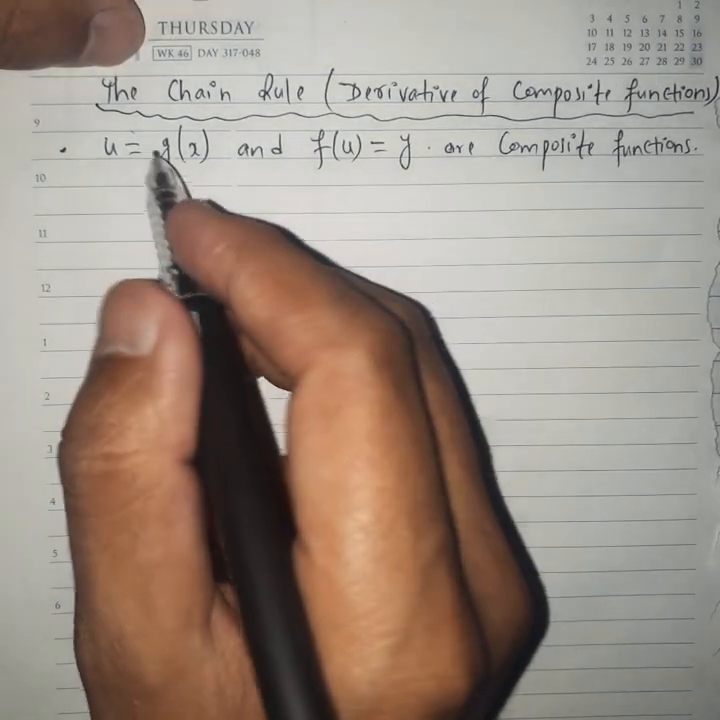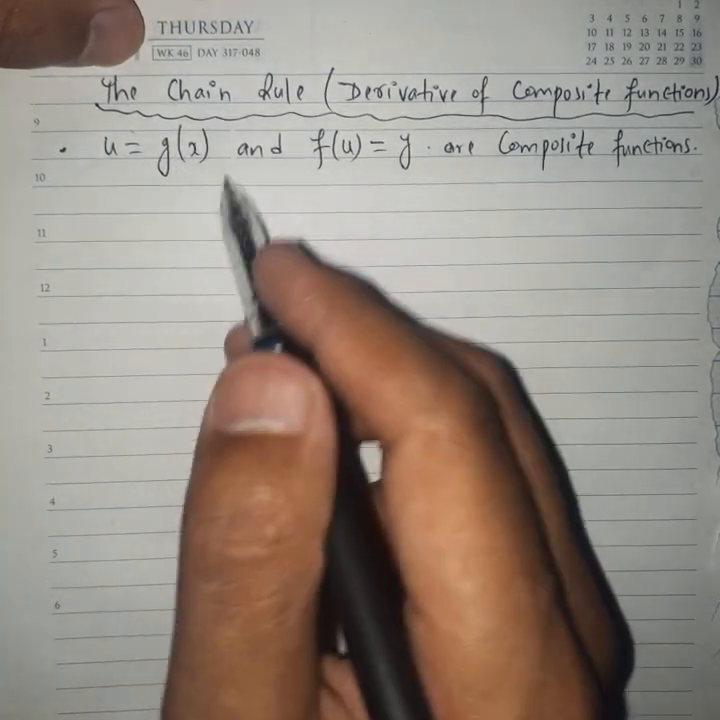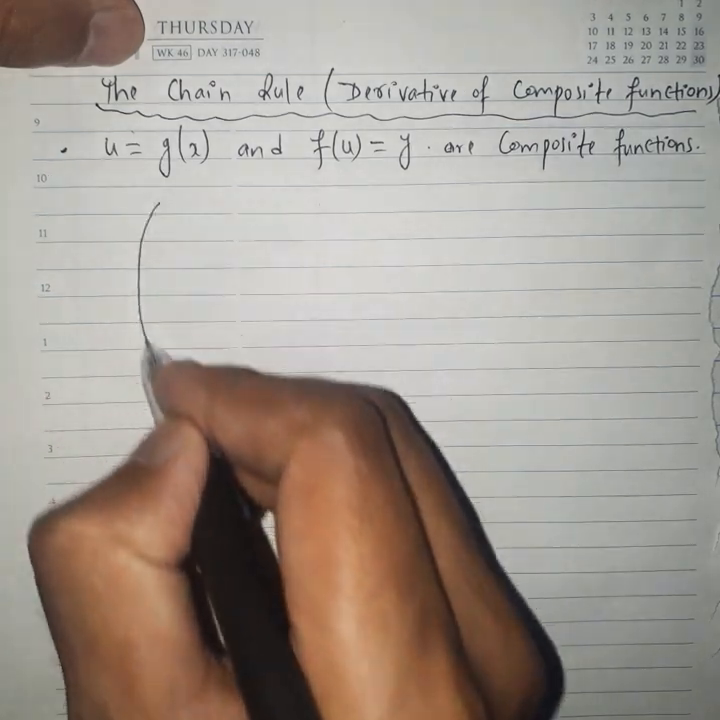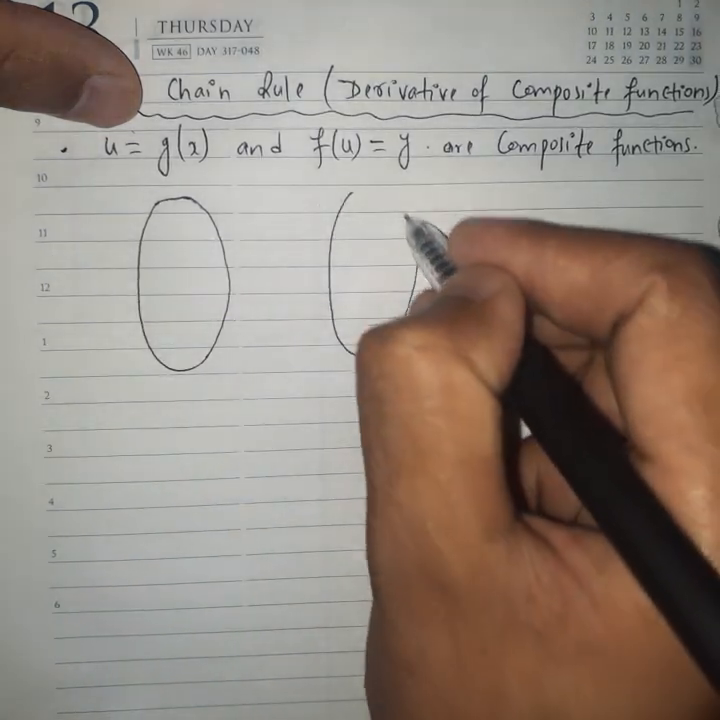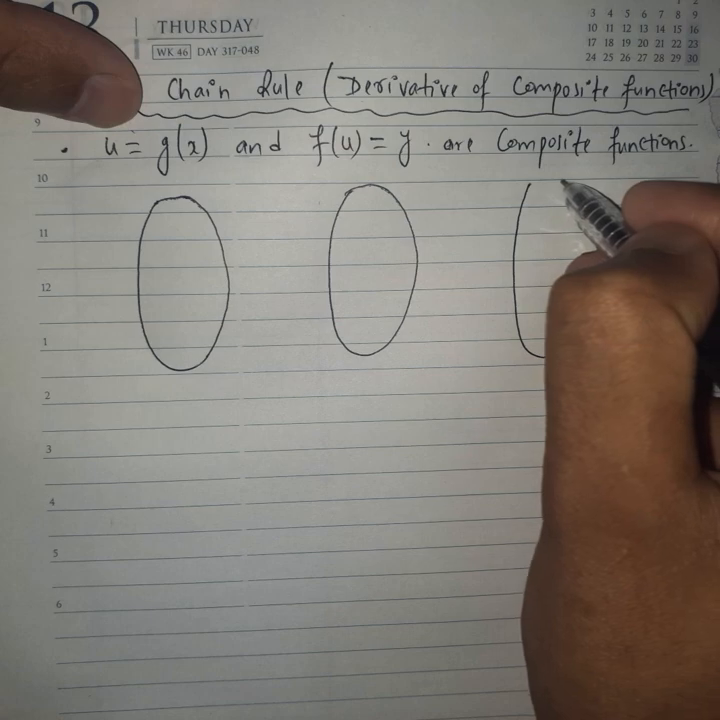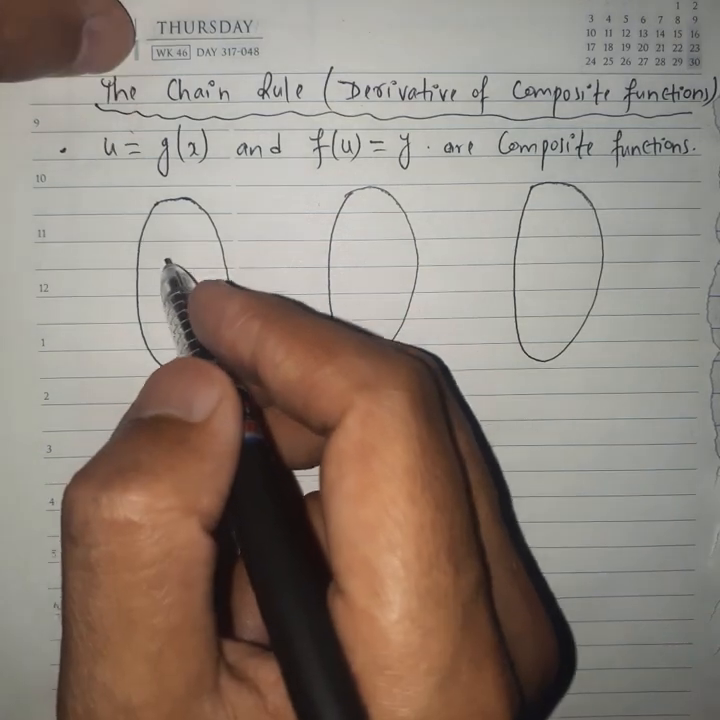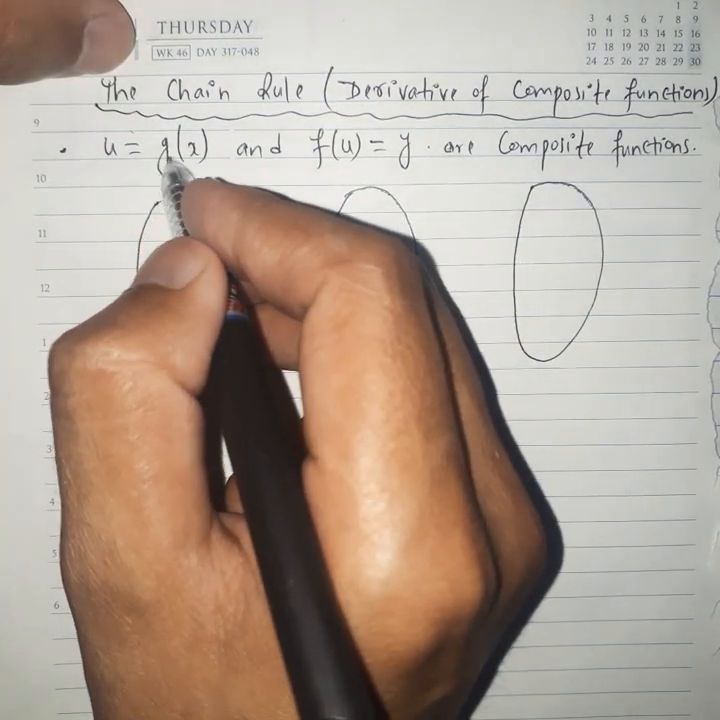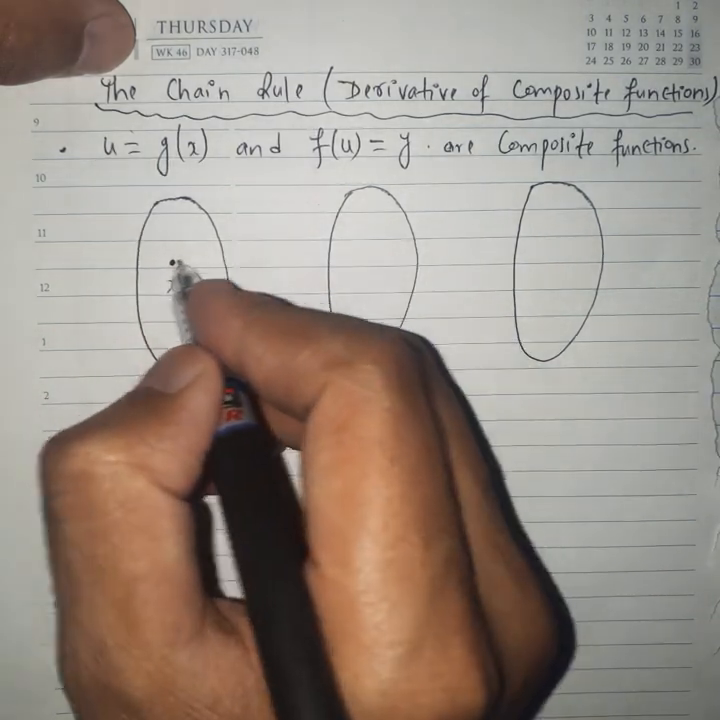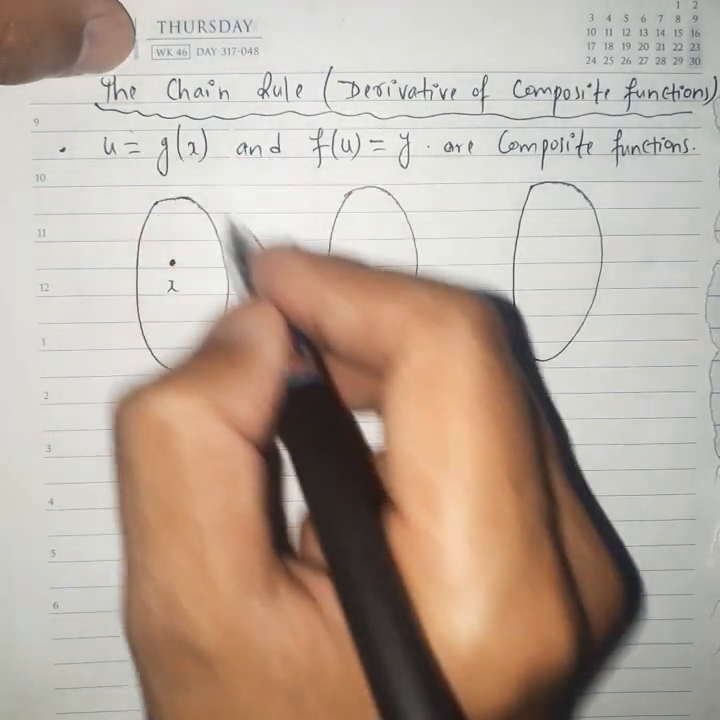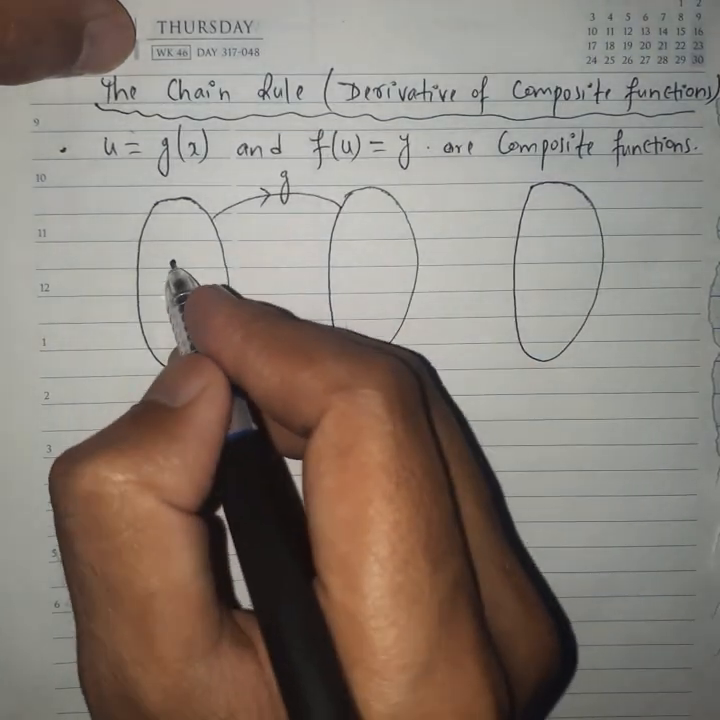Let's represent these two functions f and g on the mapping diagram. Let's make three balloons to represent these two composite functions. I am going to show these functions on the mapping diagram. First of all, a function g is formed here which takes x as an input. Let's say this is x. x is taken as an input for the function g. This is the function g which takes x as an input.